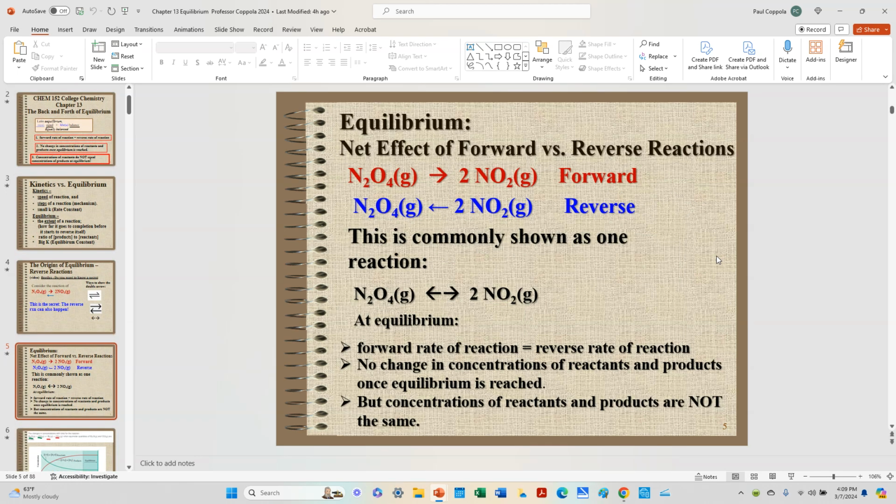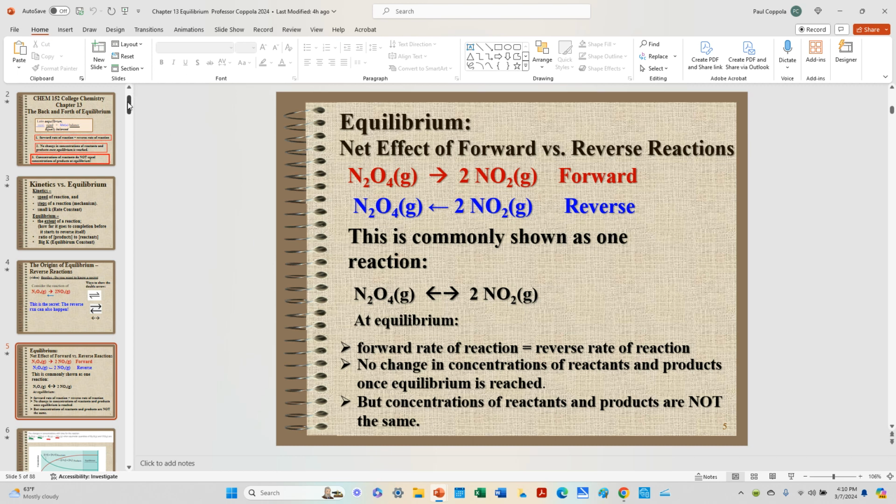Slide 5. So here I'm showing this chemical reaction here, N2O4 gas going to 2NO2 gas. And again, the 3 things that I just said. Forward rate is equal to reverse rate at equilibrium, no change in concentrations once equilibrium is reached, and the concentrations of each of these do not equal each other at equilibrium.